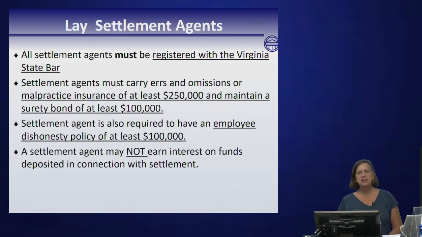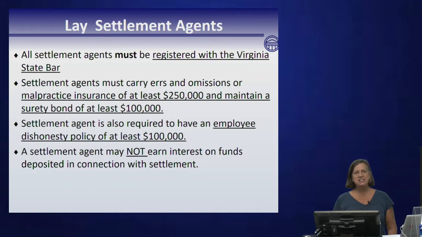And again, in Virginia, your settlement agent could be an attorney, and it could be a lay settlement agent. If you use a lay settlement agent, I need to point out that all settlement agents must be registered with the Virginia State Bar, even lay settlement agents. Settlement agents must carry errors and omissions policies. That's a malpractice insurance of at least $250,000, and also maintain a surety bond of at least $100,000.